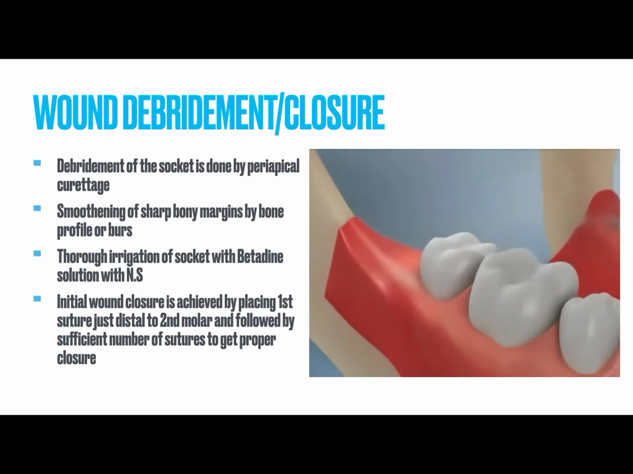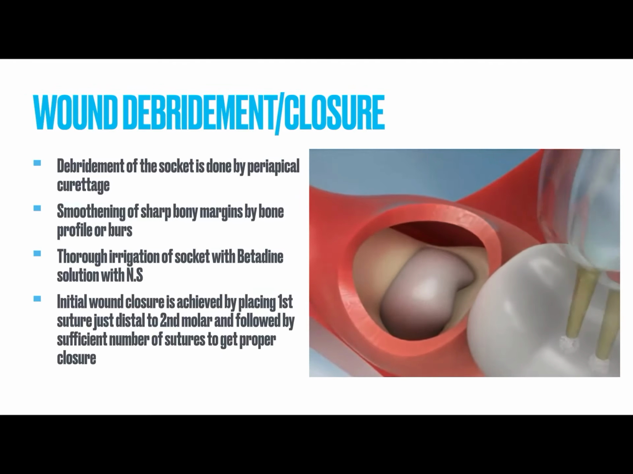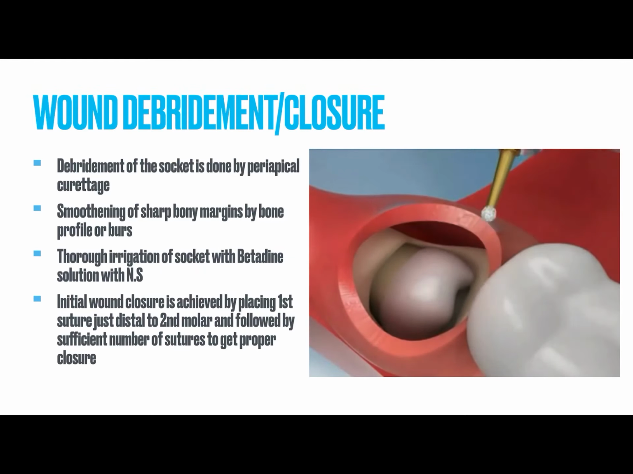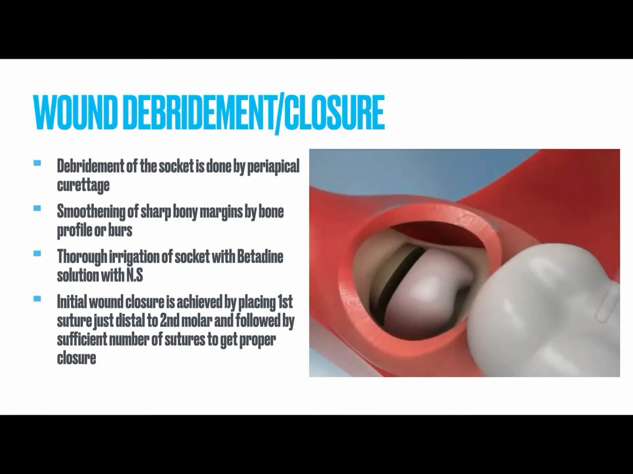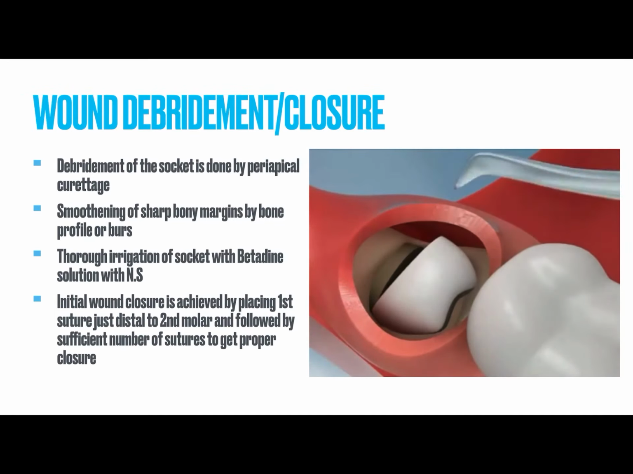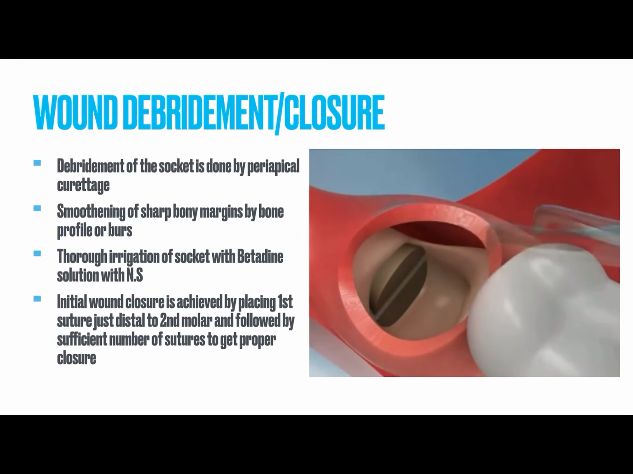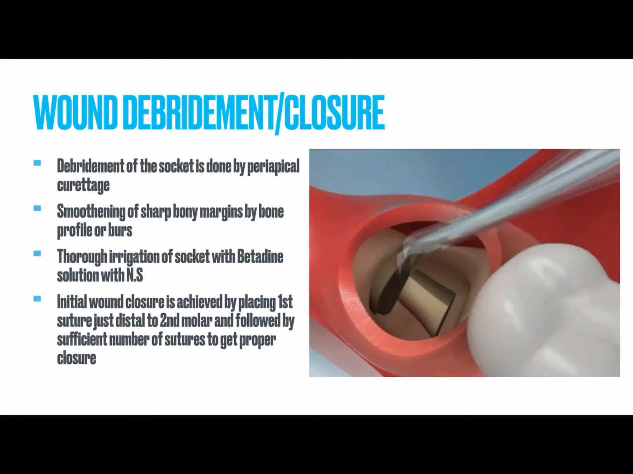We have the last steps of the procedure, which are wound debridement and after that wound closure. As you see in the demonstration, after bone removal, tooth sectioning, root sectioning, and elevation, there comes wound debridement. It is done by periapical curettage, and smoothing of sharp bony margins is done by a bone file or burrs, most commonly burrs nowadays. A thorough irrigation of the socket with betadine solution and normal saline follows.